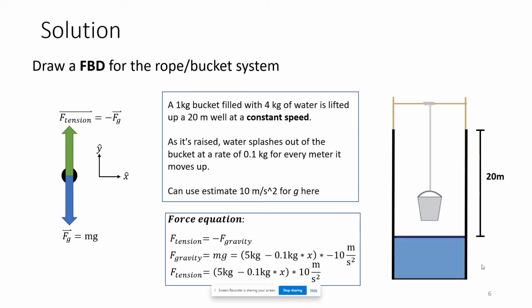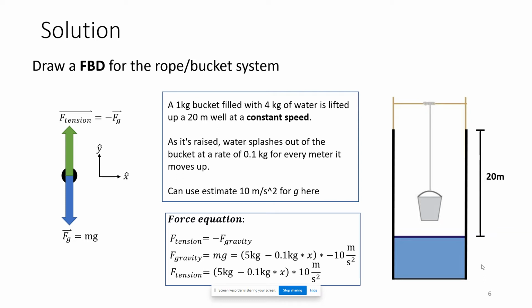All right, let's dive into the solution then. If you didn't try this out, I would recommend trying it out, but either way, here we go. Draw a free body diagram for the rope-bucket system. This middle box is just the prompt so you remember, and the diagram is on the right.